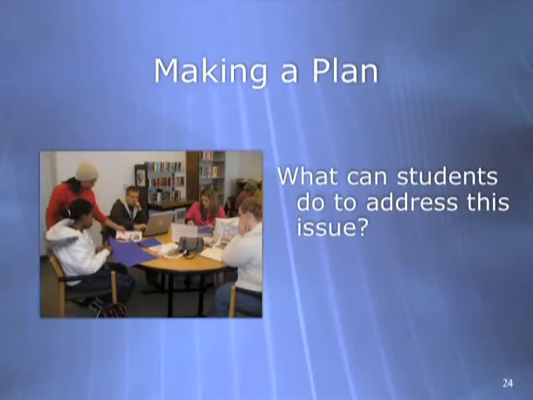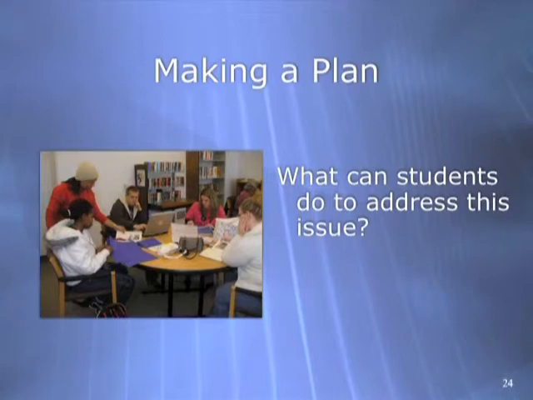In order to make a plan, students need to look at the results of their investigation and to see what the surveys, the interviews, and the focus groups have revealed to them. In one example, students may have discovered that their fellow students don't have this sense of belonging or connection to the school. So then, as they make their plan, what can students do to address this issue?